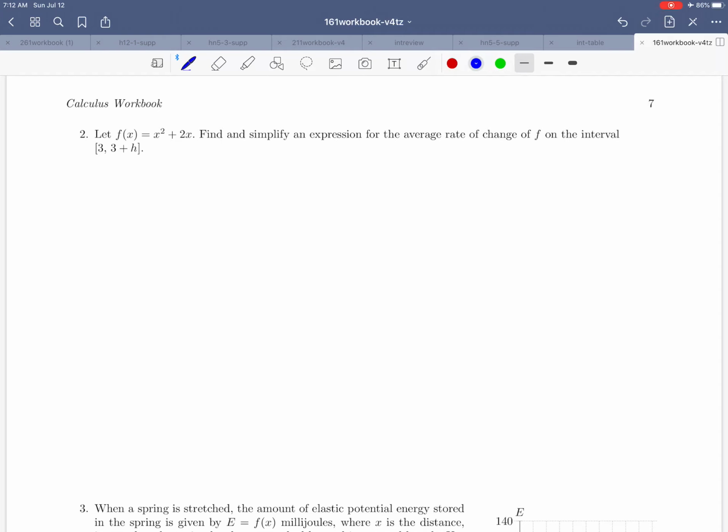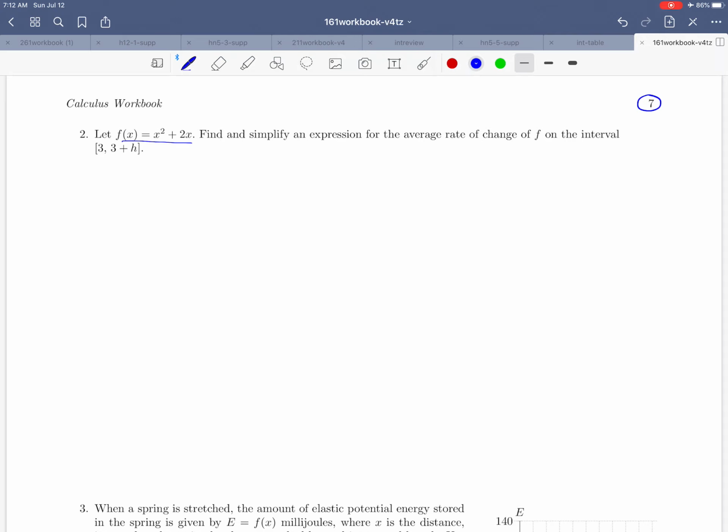Hi everybody, and welcome to exercise 2 on page 7 of the workbook here. In this problem they're giving us a function, f of x equals x squared plus 2x, and asking us to find and simplify an expression for the average rate of change of f on the interval from 3 to 3 plus h. I want to remind you first of all that an average rate of change graphically is about finding a slope.